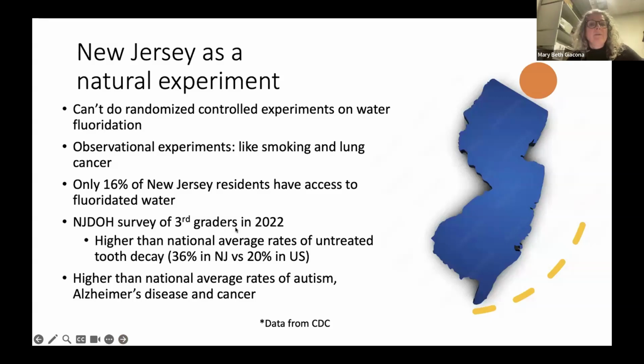Only 16% of New Jersey residents have access to fluoridated water. And here in 2022, there was a survey of third graders throughout our state that found that we had higher than national average rates of untreated tooth decay, almost twice as high as the national average. But here in New Jersey, if fluoride is so toxic and causes all of these problems, then we should be protected because we don't have fluoride in our water. But unfortunately, that is not the case. And we have higher rates of autism, Alzheimer's disease, and cancers, and even thyroid diseases than the national average.